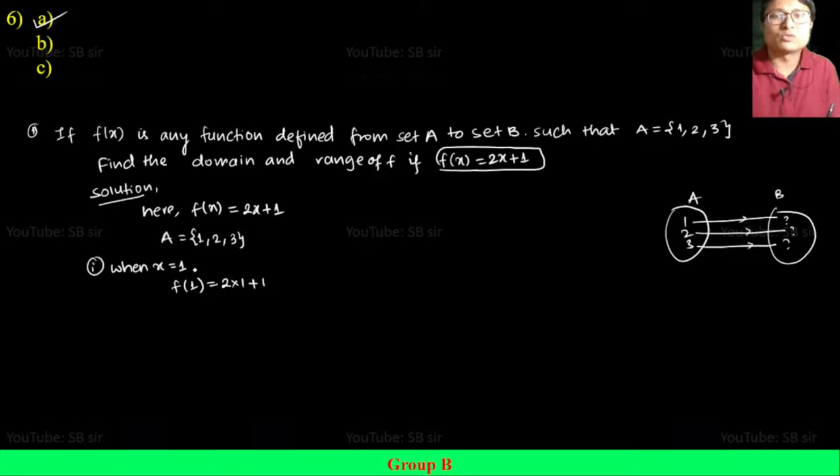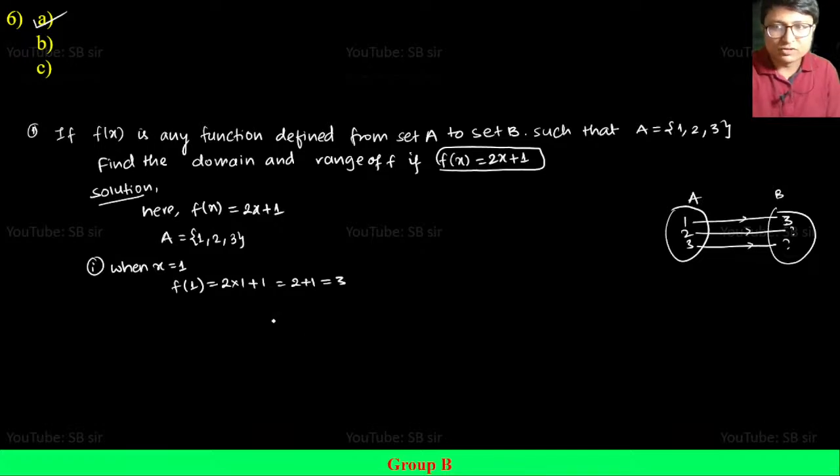So when x is equal to 1, replace the value of x with 1. Wherever there is x, just replace it. So f(1) is equal to 2 times 1 plus 1. 2 times 1 is 2. 2 plus 1 is 3. So the value of f(1) is 3. As I told you earlier, the mapping element of 1 in set B is 3.